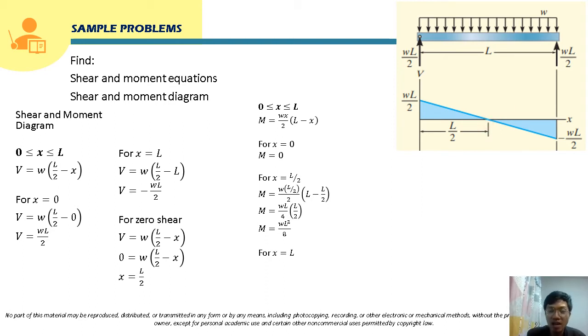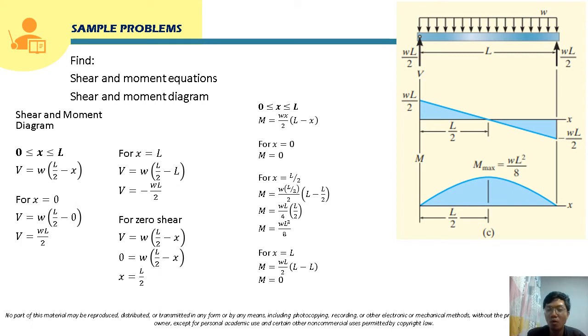And also for x equal to L, we will just substitute this value to all the variables x. So this will now become W times L over 2 times (L minus L). L minus L will just be 0, right? So the moment, again, for distance x equal to L will just be 0. So we are going to plot this in the moment diagram. So this will be our moment diagram.